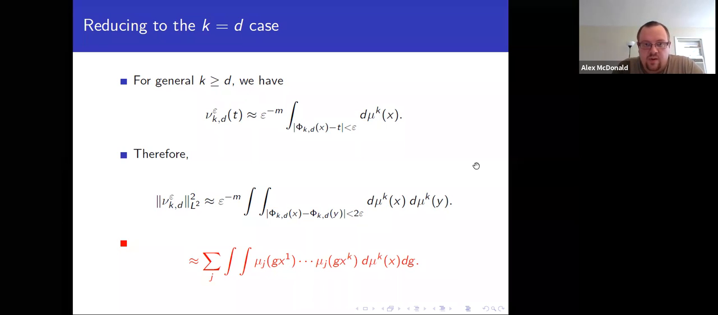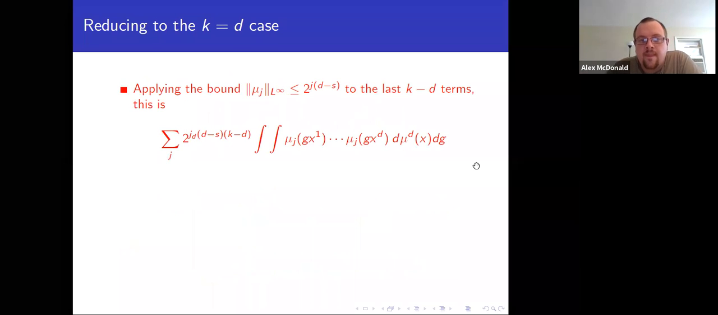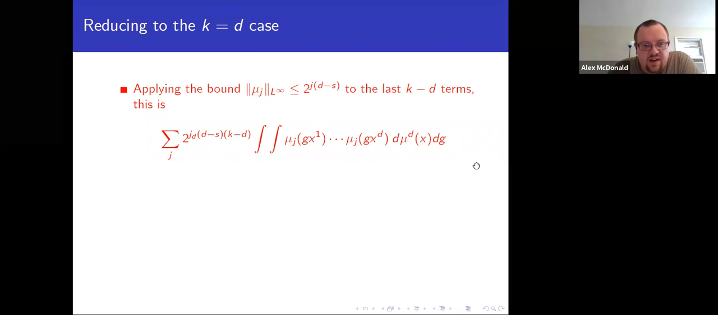Okay, so what do we do here? Well, our goal is to reduce to the k equals d case. So we just apply L infinity bounds to k minus d of the terms. And what we get is this factor out, that should just be j, sorry, not jd. So there's 2 to the j times d minus s, that's the L infinity bound we have, to the power k minus d, because that's how many factors we've estimated away. And what we're left with is an integral that's exactly the one we were dealing with in the k equals d case.